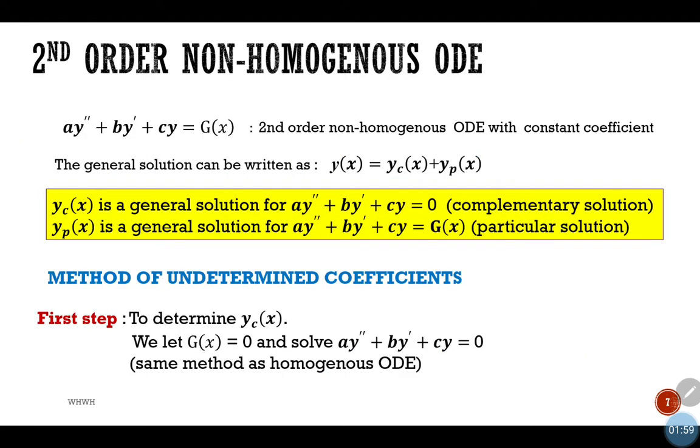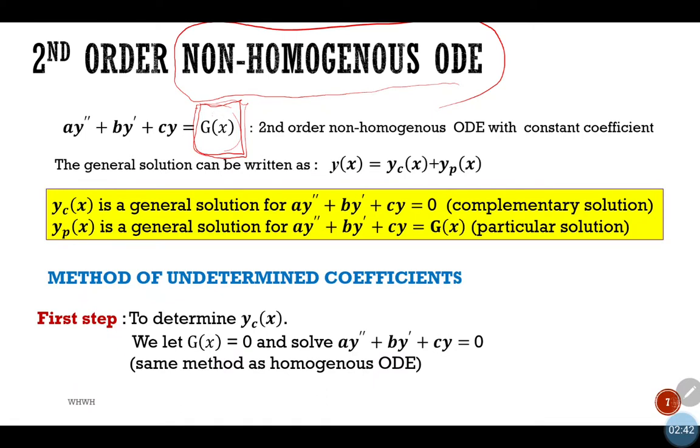Alright, so for second order non-homogeneous differential equation, the learning outcome for today is to make sure all of you know how to solve second order non-homogeneous differential equation. First step, you need to understand what it means by non-homogeneous ODE. What is the difference from homogeneous ODE? As I said just now, for homogeneous ODE the right hand side here is equal to 0. Then non-homogeneous is when G(x) is not equal to 0.